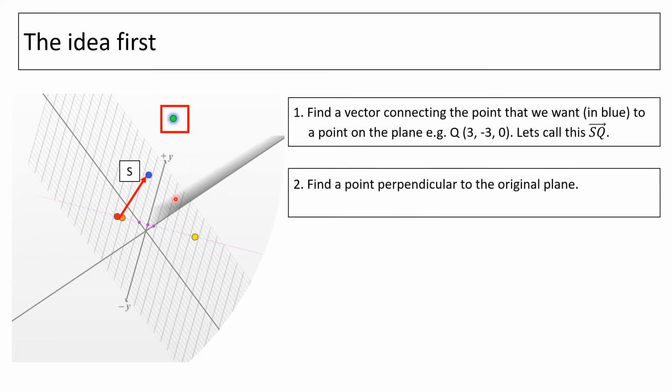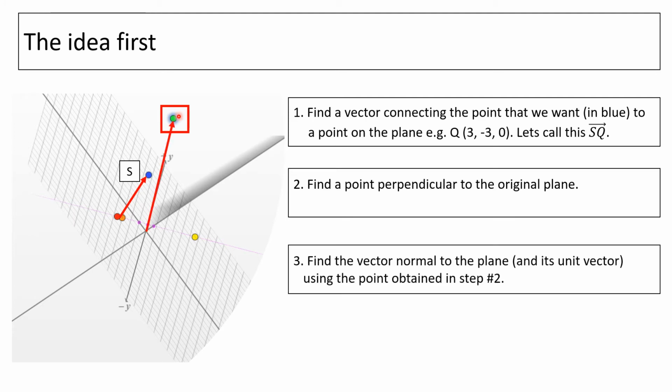Then the next thing we need to do is to find a point that is directly perpendicular to the original plane. So if you remember from the previous slides, we have this plane, and from the equation of plane, we can identify the point on top of this plane. After that, we need to basically find the unit vector in this direction. So from the coordinates which are obtained with respect to the origin, you can identify the vectors, and then you find the unit vector.